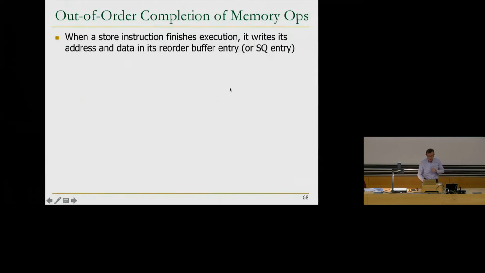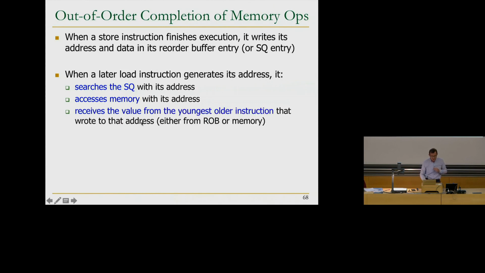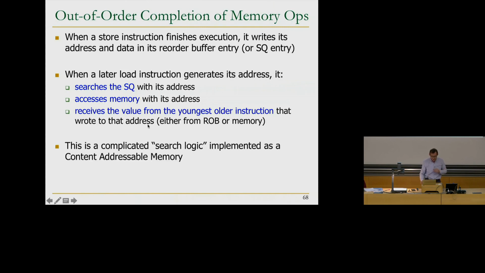So when a store instruction finishes execution, it writes its address and data in its reorder buffer entry or the store queue entry. When a later load instruction generates its address, it searches the store queue with its address. We're going to look at how bad that search is. It accesses memory with its address, and it receives a value from the youngest older instruction that wrote to that address, hopefully.